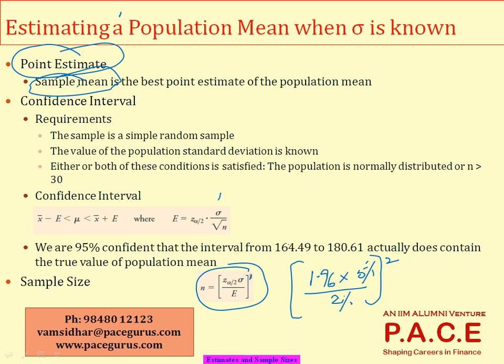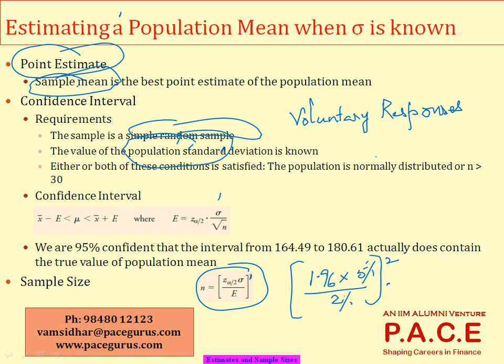All right. Now, some of the points to be kept in mind while building your confidence interval. First of all, the sample should be a simple random sample, which means voluntary responses and all will give you biased results. So always make sure that the sample which you are collecting is a simple random sample, and you should know the population standard deviation. If you don't know the population standard deviation, we'll come out with another form of estimation, which we'll look at a couple of slides later. But if you know the population variance or standard deviation, then only this particular mechanism is applicable.